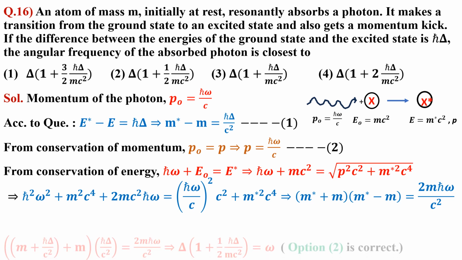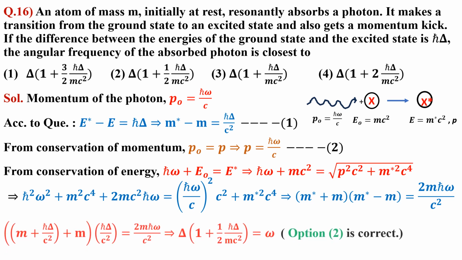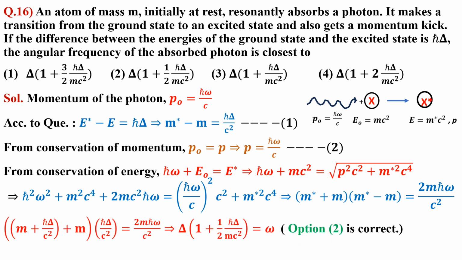Putting the value of m* from equation 1 and solving it, we get the angular frequency of the absorbed photon equals Δ(1 + 1/2 ħΔ/mc²). Option 2 is correct.